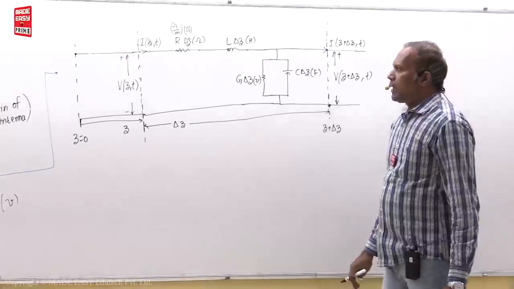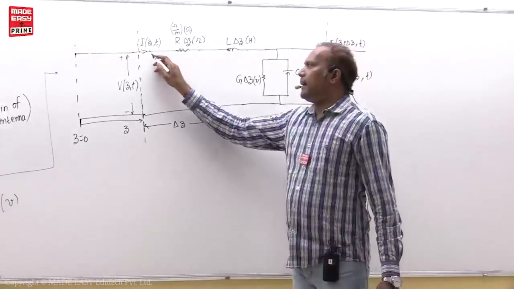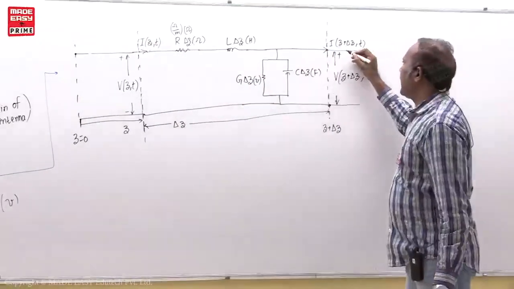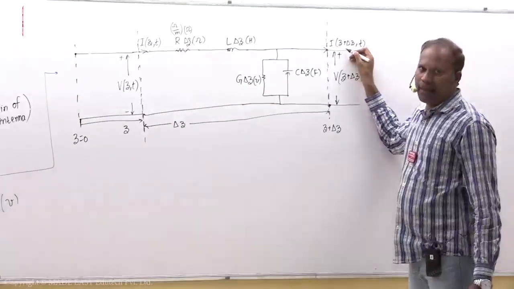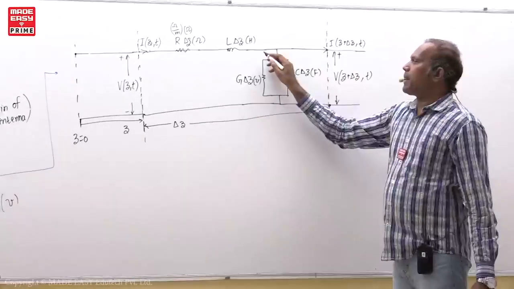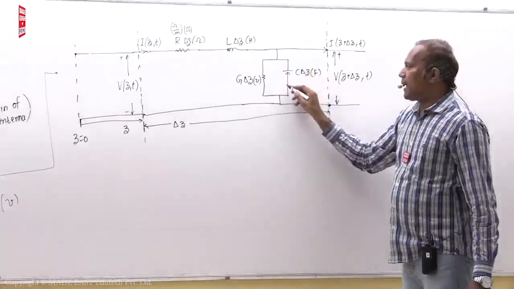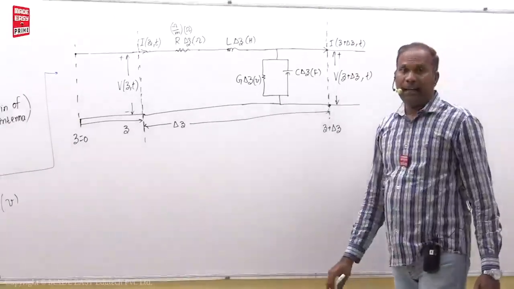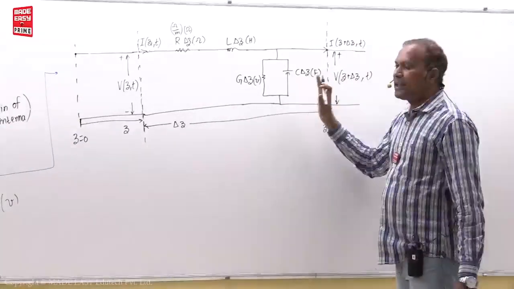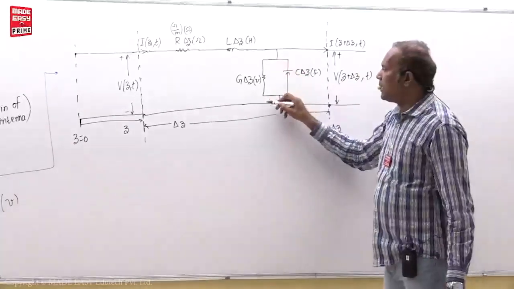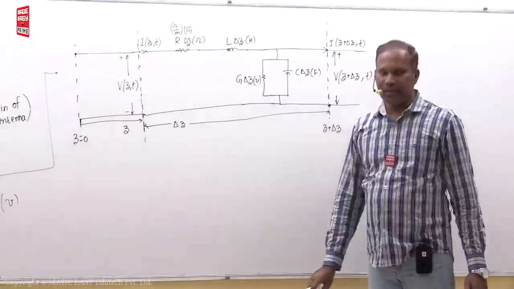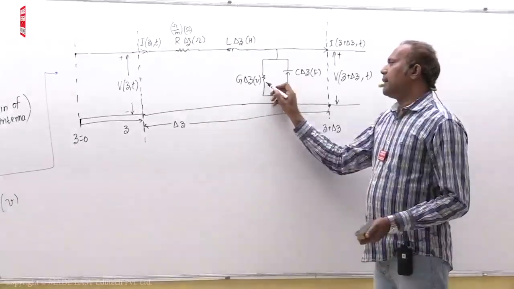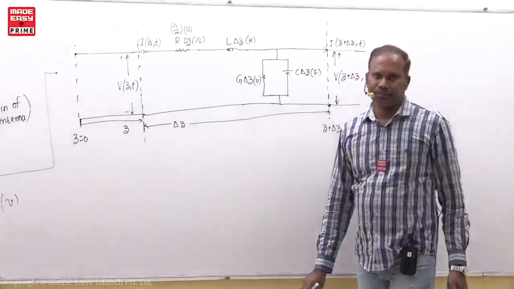Next point. For example, let us say 3 amperes of current is there at z distance. Definitely here the current should be less than 3 amperes, because some current is leaking here. Why is current reduced on the transmission line if distance increases? Because of shunt parameters, or otherwise shunt elements. That is why, whenever I write the current equation, I will take shunt elements.